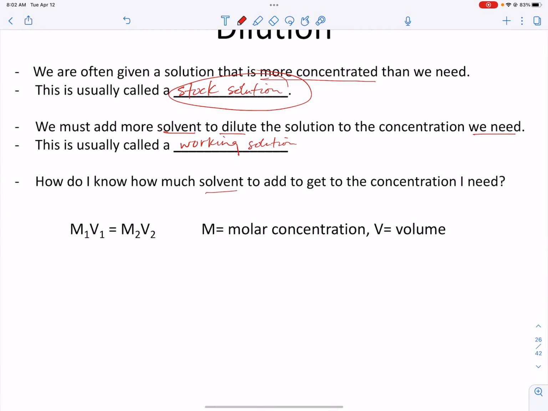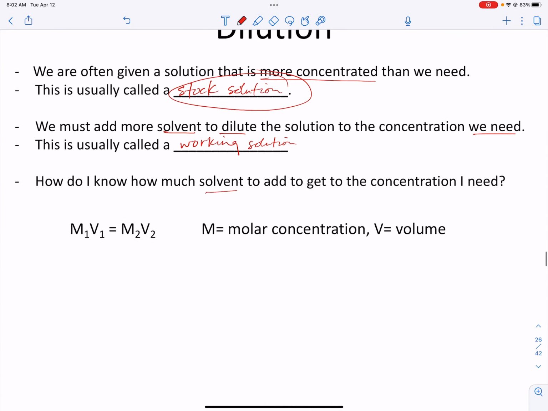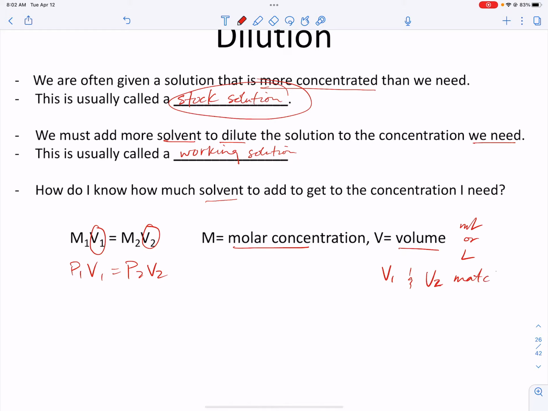So how do we know how much solvent to add to get the right concentration that we need for our working solution? We have an equation for this. It's probably going to remind you of a gas law. Anybody just remind you of P1V1 equals P2V2? Boyle's law. It looks very similar, right? Except it's M1V1 equals M2V2, where M is the molar concentration in units of molarity, V being the volume. And it doesn't matter if the volume is in milliliters or in liters, as long as your V1 and your V2 match. Okay, so V1 and V2 need to match units.